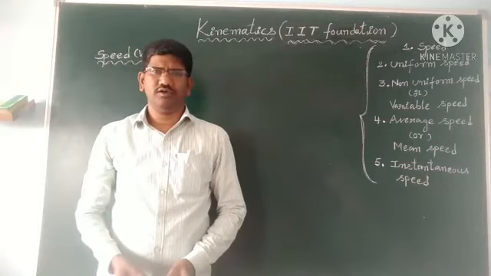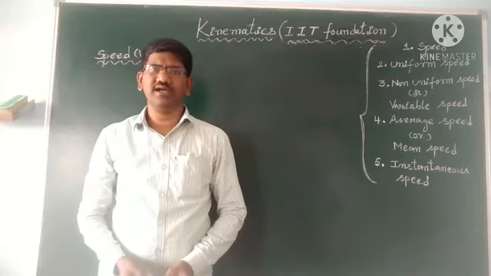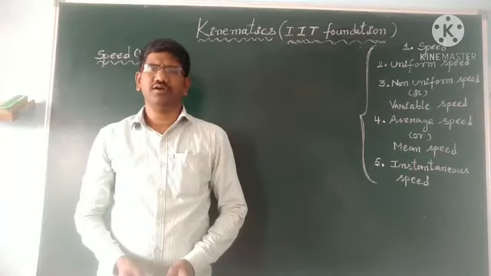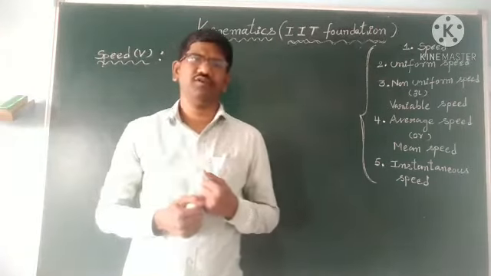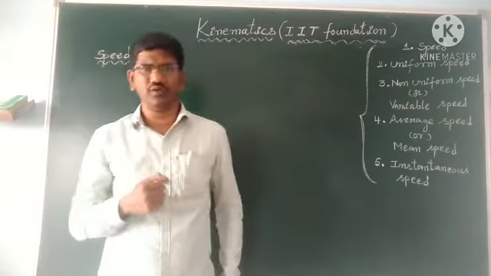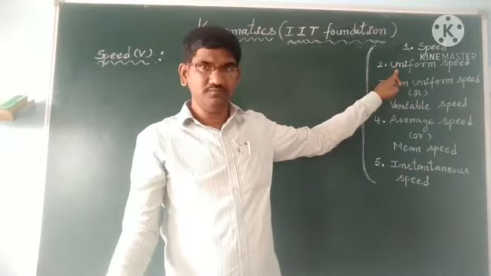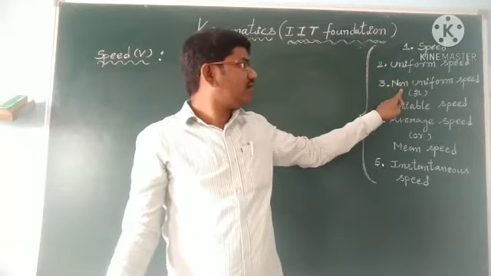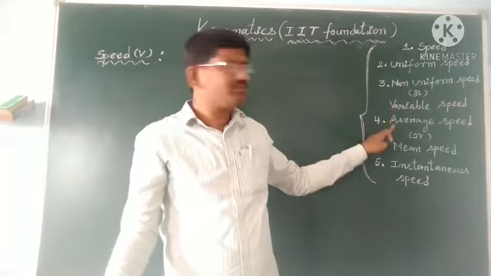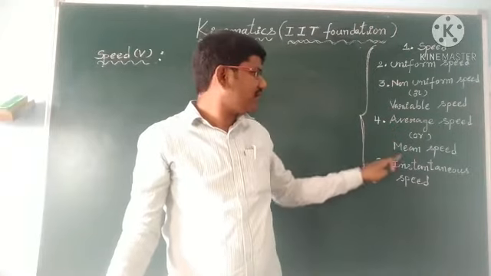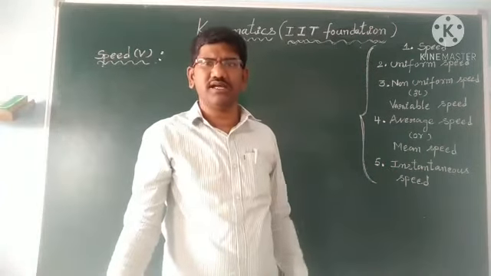Last class, we discussed the differences between distance and displacement. Now, in this class, we will see different types of speeds. First we have to know what speed is, and after that uniform speed, then non-uniform speed, another name for which is variable speed, then average speed or mean speed, and next, instantaneous speed. These types of speeds we are going to learn in this class.